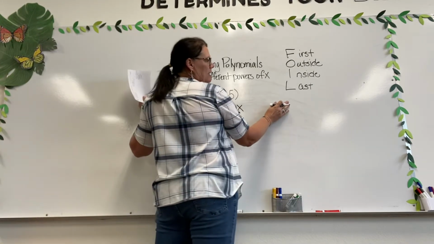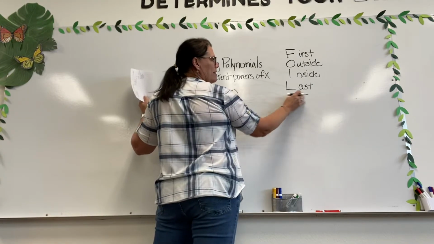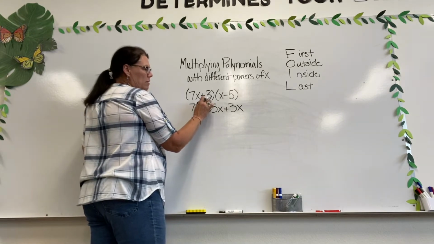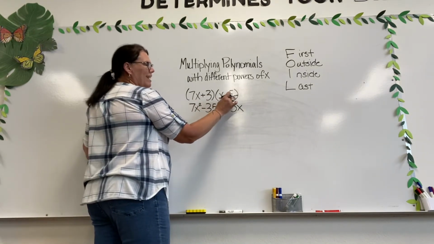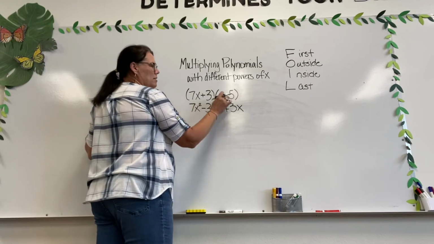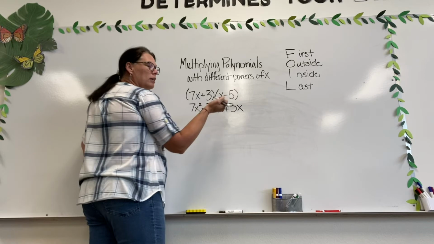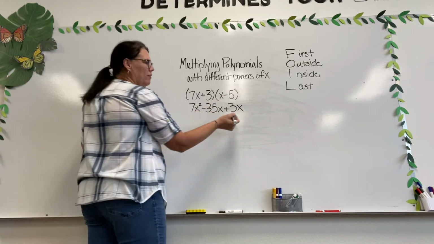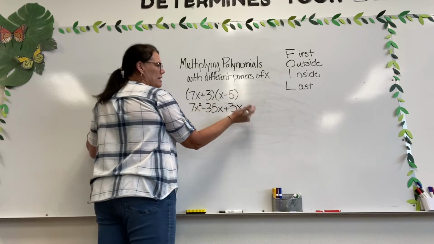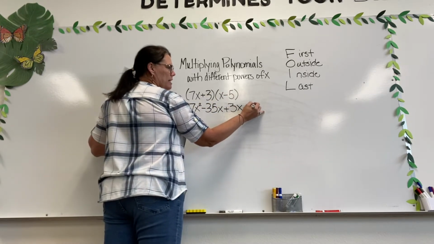The next step in FOIL is last. You take the last number in this binomial, you multiply it by the last number in this one, which is positive 3 and negative 5. Positive and negative gives you a negative. 3 times 5 is 15.